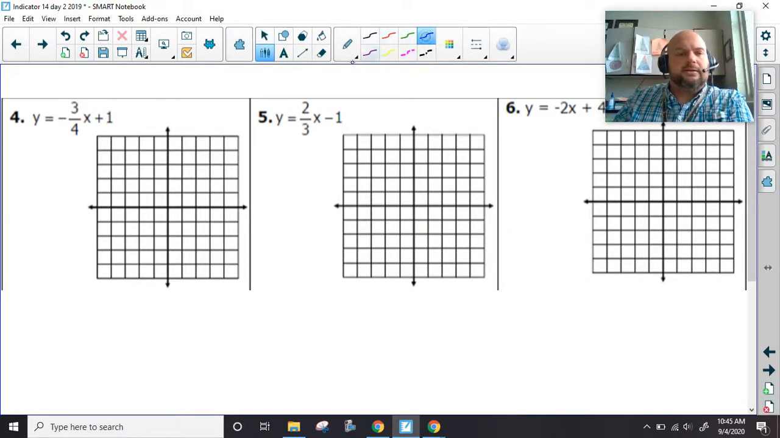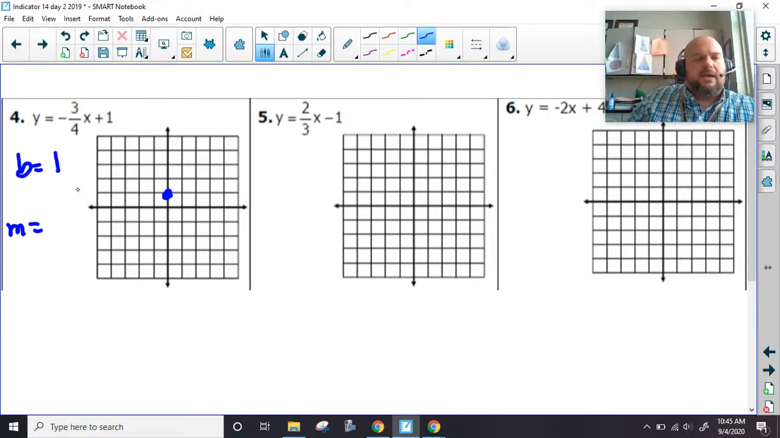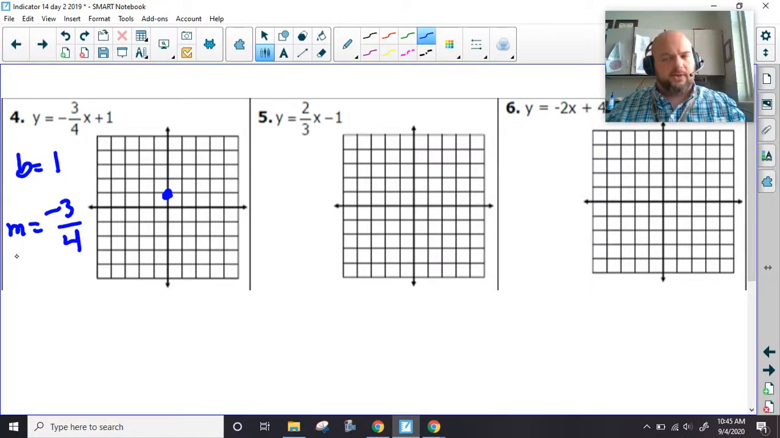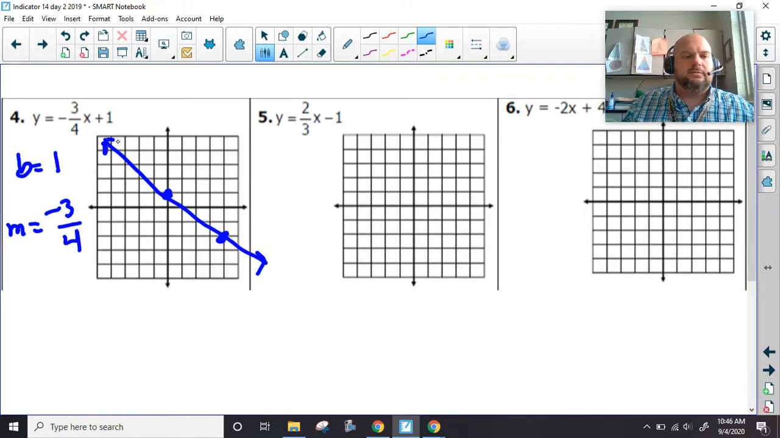Right here, for 4, b is 1. So that's 1. All right, m. Now, I know this negative is on the outside, but I would put the negative on the top because even if you put the negative on the top, still the whole thing's negative. Okay? Please don't tell me that this is -3 over -4 because that would make it positive. All right. So I'm going to go to the right 4. 1, 2, 3, 4. I'm going to go down 3. 1, 2, 3. All right. Let's see if I can do it this time. Almost. That's good enough. Okay.